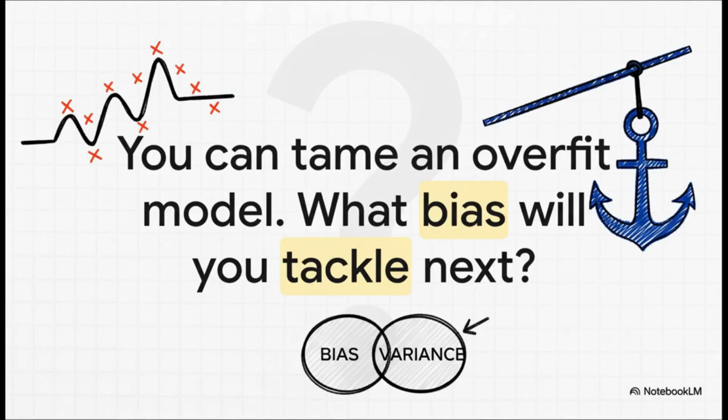Understanding ridge regression is really about getting a feel for that classic bias-variance trade-off. You now have a powerful tool in your belt to tame an out-of-control, overfit model. So the real question is, what's the next source of bias you're going to tackle in your data?